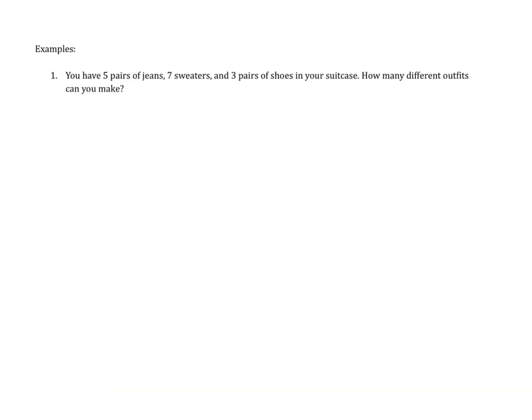Number 1, you have 5 pairs of jeans, 7 sweaters, and 3 pairs of shoes in your suitcase. How many different outfits can you make? So we've got 5 pairs of jeans, 7 sweaters, and 3 pairs of shoes. I multiply the number of possibilities in each category, and that gives me 105 different outfits.